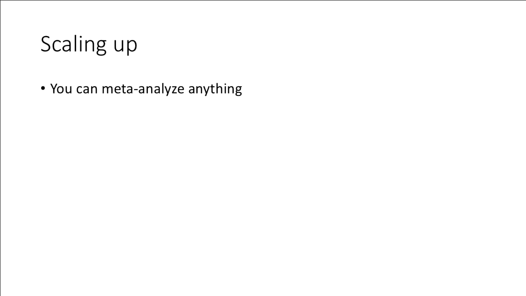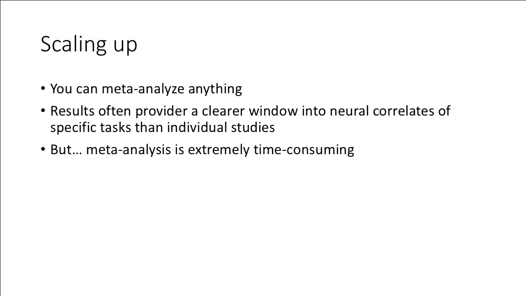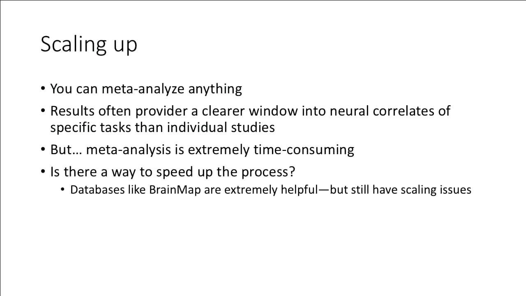And so the question here is, sure, we can meta-analyze anything, and there's no doubt that the results often provide a clearer window into the neural correlates of the thing we care about. But given that meta-analysis is really time-consuming, the question becomes, is there a way to speed up the process? And you've already seen one way, which is to use existing large databases like BrainMap, right?